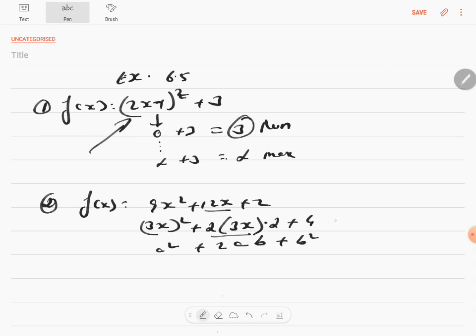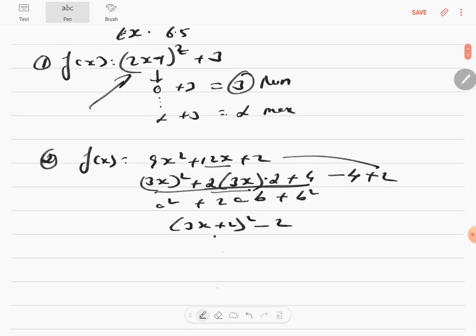I can't randomly add a plus 4, so I have to subtract a minus 4. And this plus 2 I can bring in. So this will become (3x plus 2) the whole square minus 2. So like this, you know, square numbers can range from 0 to infinity. Putting a minus 2 here, this will be minus 2 and this will be infinity. So your minima is minus 2 and your maxima is infinity.